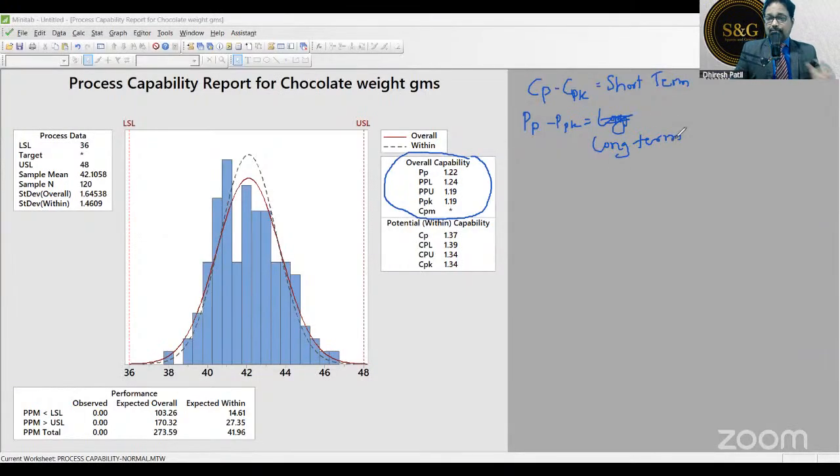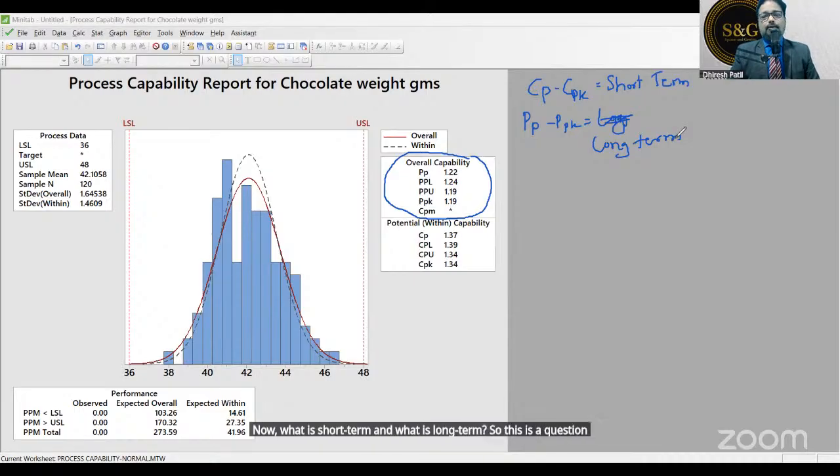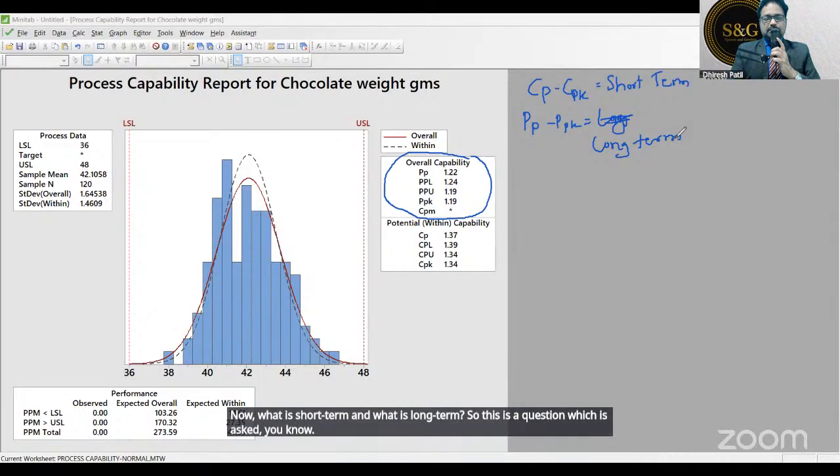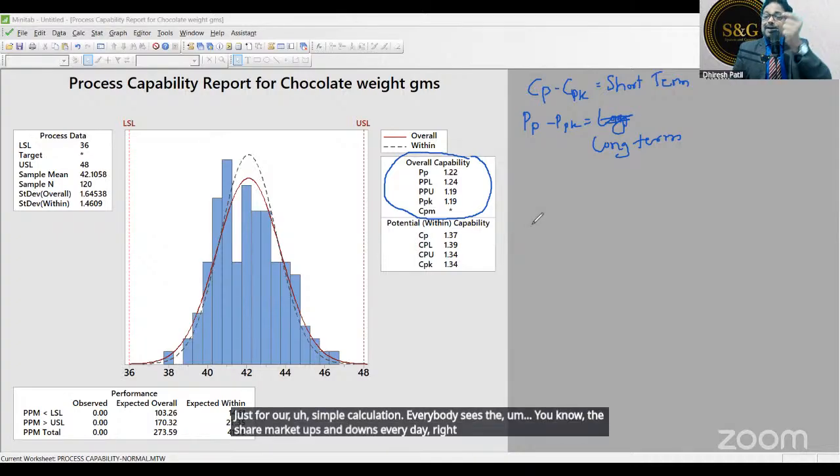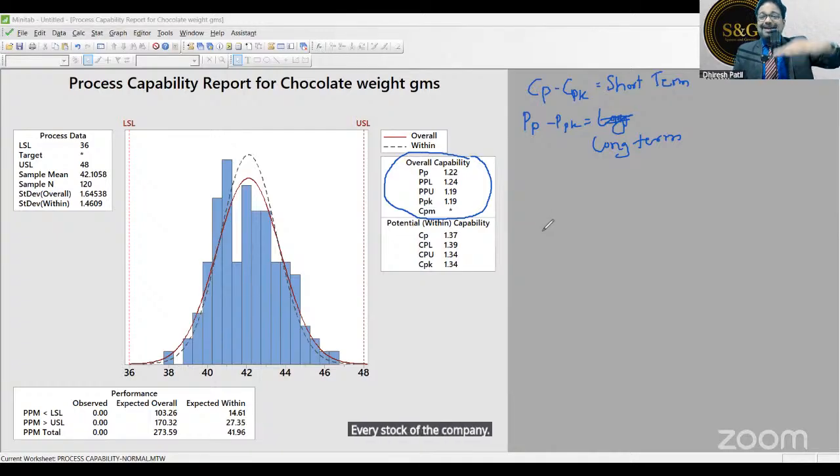Now, what is short term and what is long term? This is a question which is asked, just for our simple calculation. Everybody sees the share market ups and downs every day, right? Every share, every stock of the company goes up and down every day in the market. So there is an intraday fluctuation, correct? Within the day, there is a fluctuation of the rate. Are you clear, everybody?